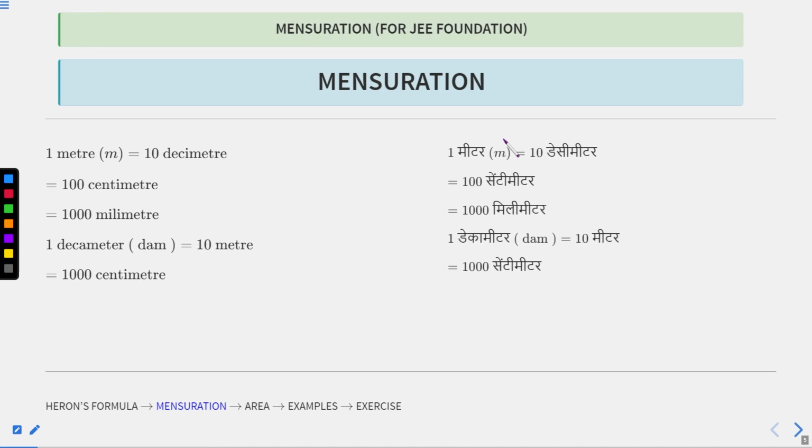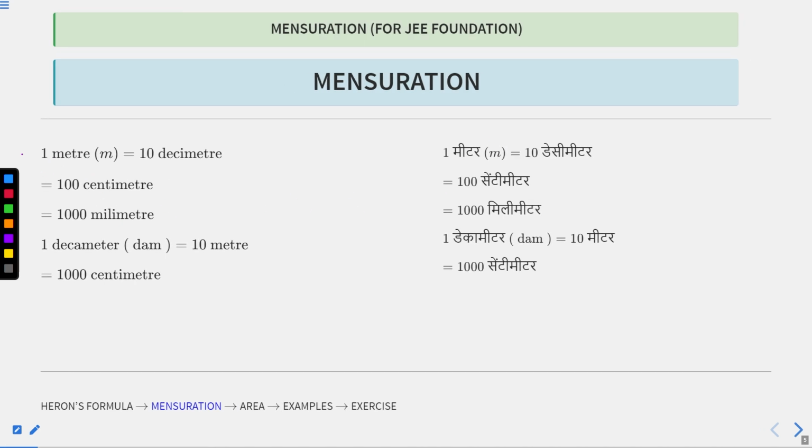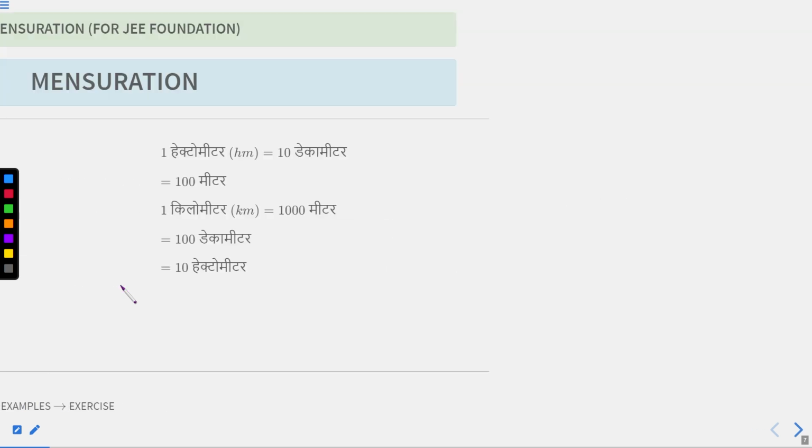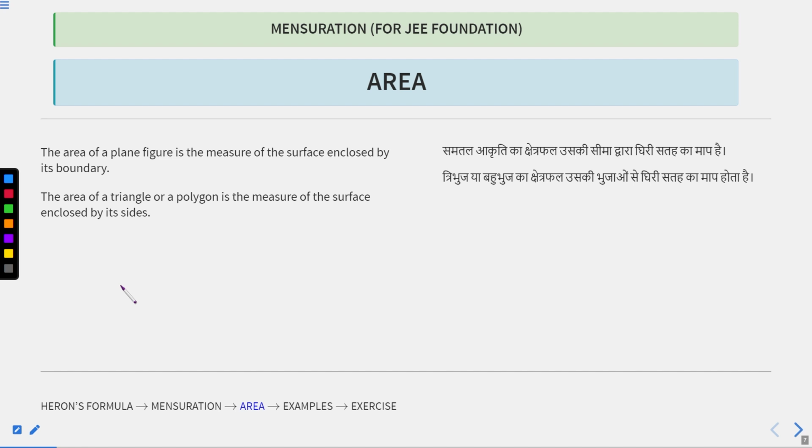Let's move on. 1 meter is equal to 10 decimeters. 1 decameter is equal to 10 meters. There are other conversions here also, but from the table I have already condensed all of these things, so let me skip that part.